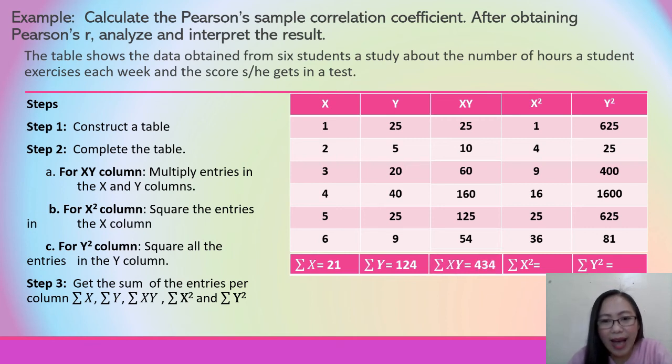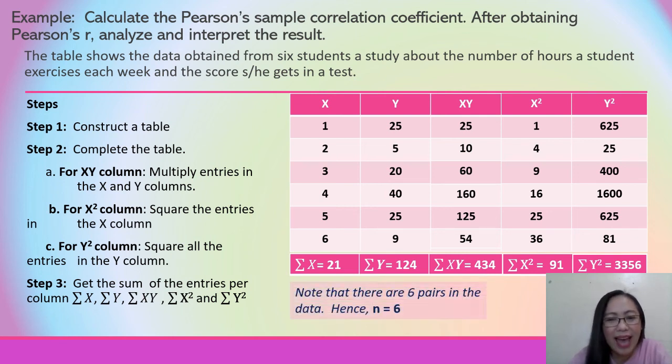54. We have 434. For the X squared column, we have 1 plus 4 plus 9 plus 16 plus 25 plus 36. We have 91. And for the last column, the Y squared column, we have 625 plus 25 plus 400 plus 1600 plus 625 plus 81. We have 3,356.